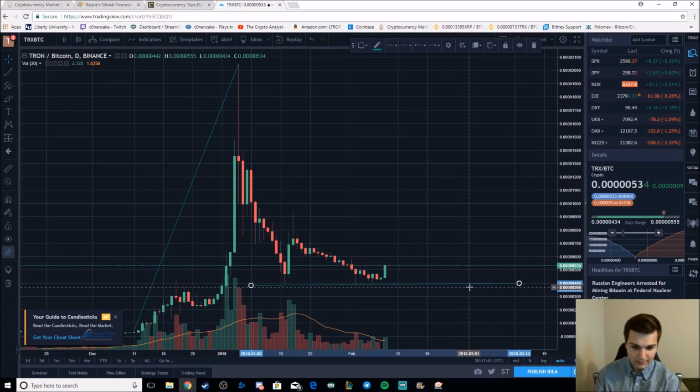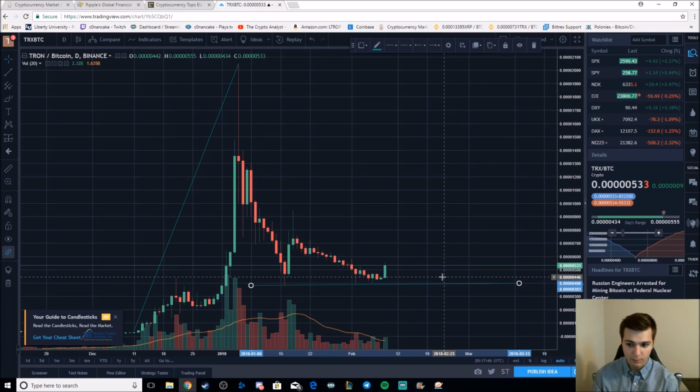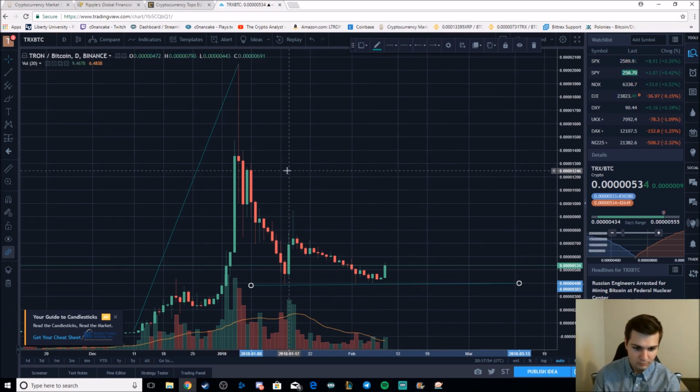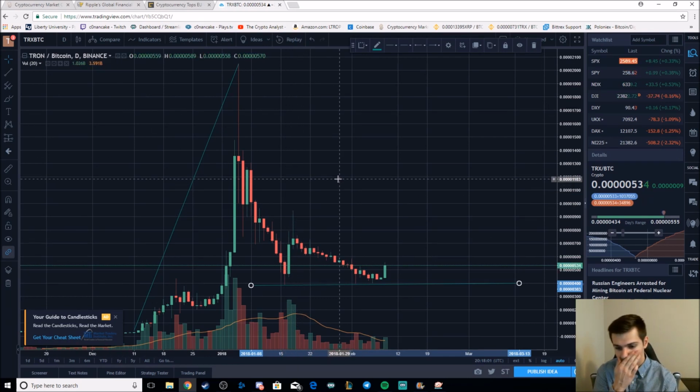So, guys, this is something to look at. When you pull up a chart, you can use this. It's from tradingview.com. It's a free tool. It's very easy to use and navigate, and it's looking very prominent.